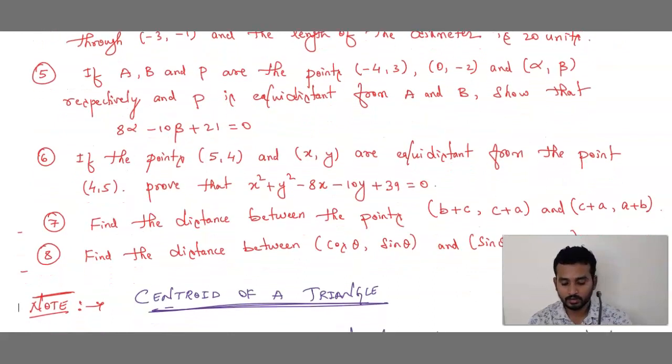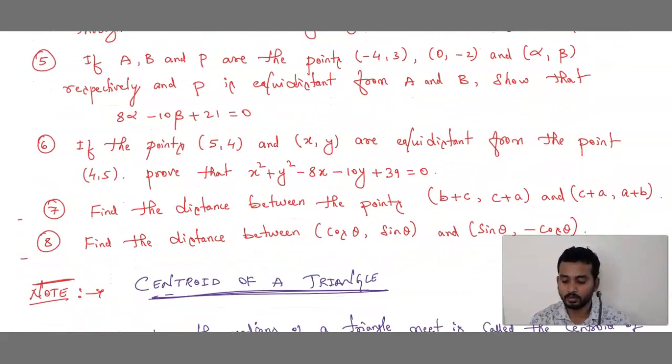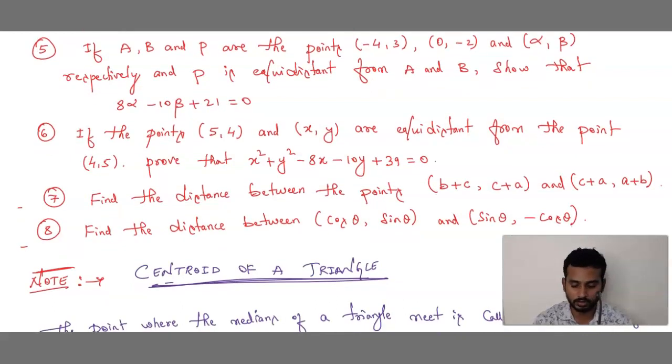And next, find the distance between the points (b+c, c+a) and (c+a, a+b). We have to use the distance formula. Same way, one more question. Find the distance between (cos θ, sin θ) and (sin θ, −cos θ).